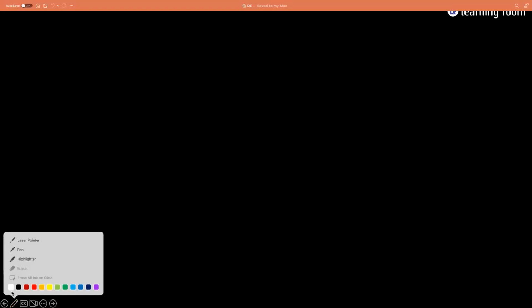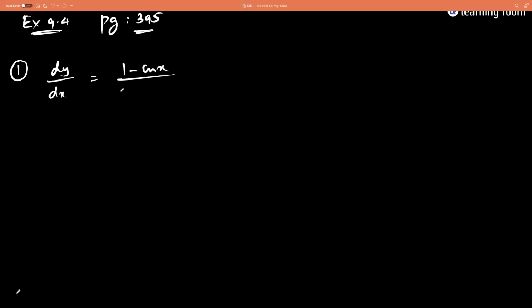We'll get started. Exercise 9.4, page 395. So the first question is dy by dx is equal to (1 minus cos x) divided by (1 plus cos x). So we need to solve this.